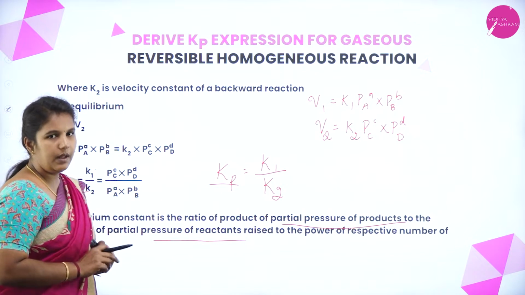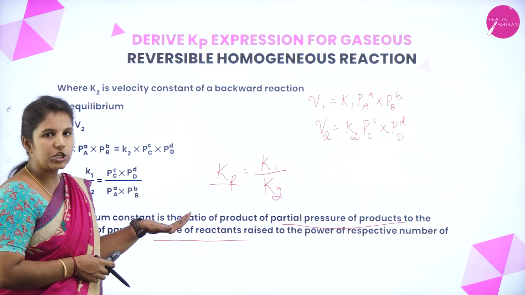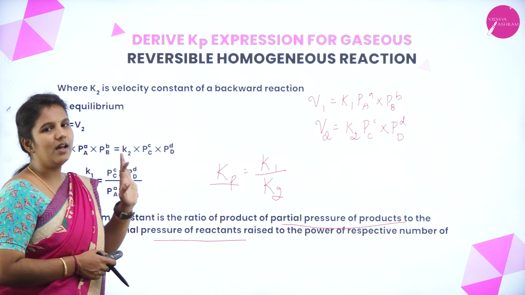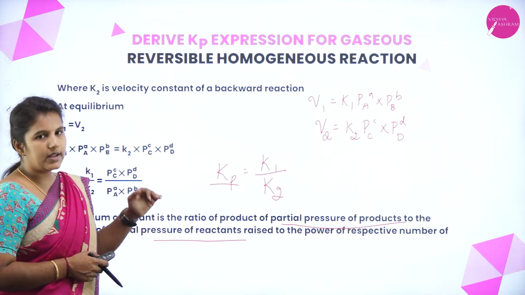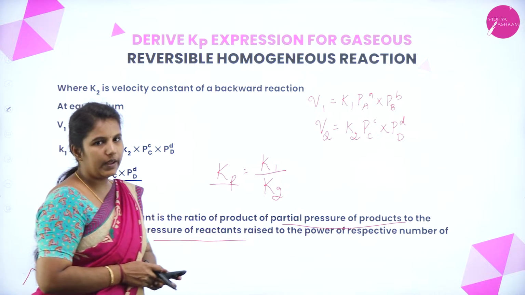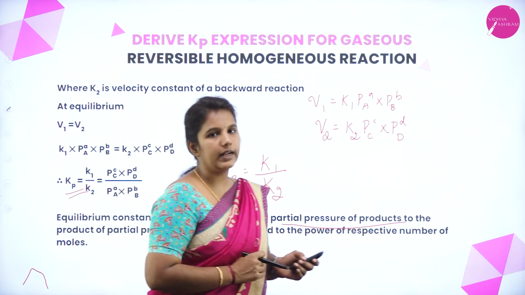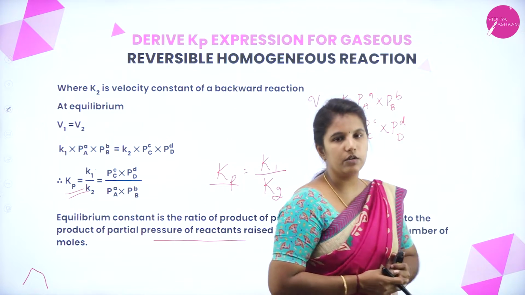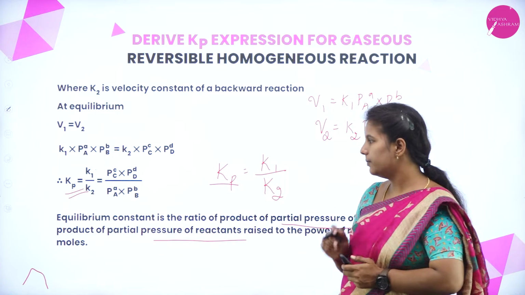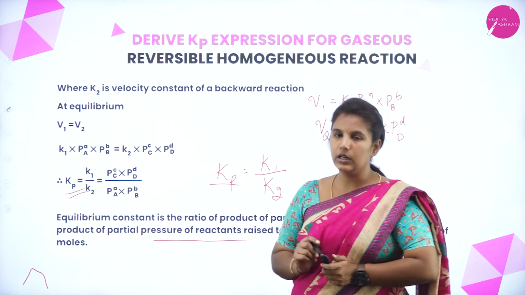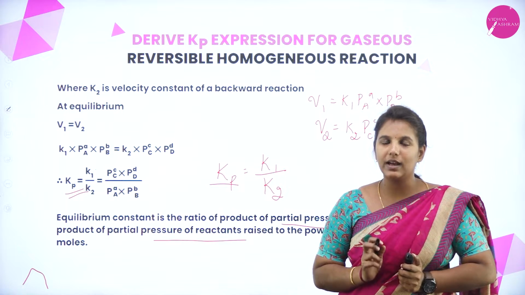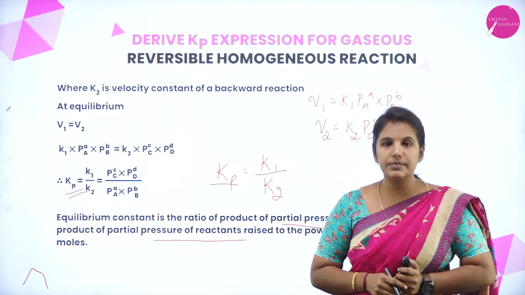It is nothing but a ratio of partial pressure exerted by the product divided by the partial pressure of the reactant molecules raised to the power of the respective number of moles. That is said to be the equilibrium constant, that is Kp, and this is one of the important derivations from your examination point of view.